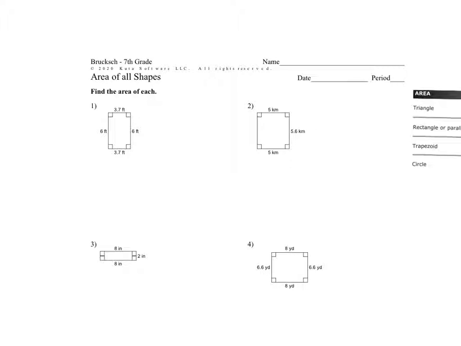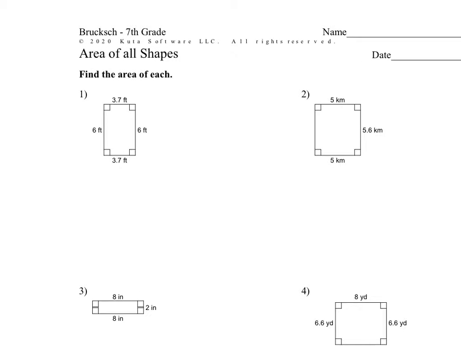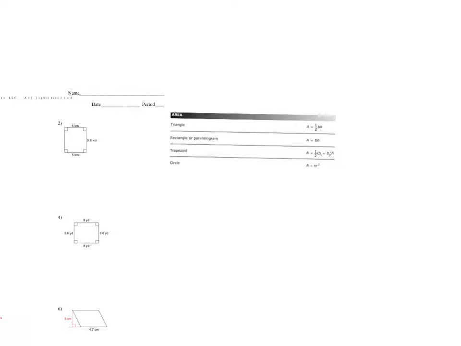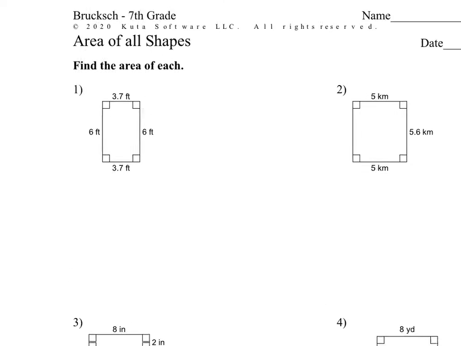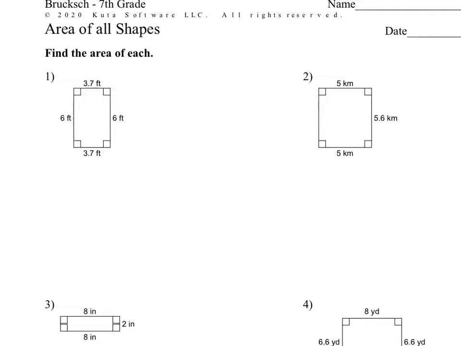So we're going to start off pretty basic. We're just going to do area of rectangles. And just in case you forgot, area of a rectangle, here's our part in our formula chart, and then we are just doing base times the height. So on these, just doing base times height. So on this one, we'll do 3.7. There's our base. Here's our height. And we're just going to multiply these two numbers.